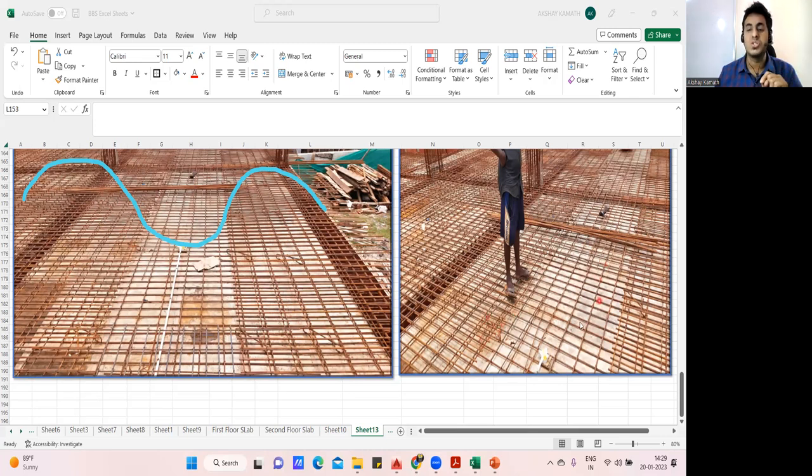Now you'll ask me one more question. Sir, we can see a chair bar here, we can see a chair bar here, we can see the chair bar here. But still, why has this particular area gone down? See, there is one rule. This chair bar, for every 1 square meter, you have to provide one chair bar.